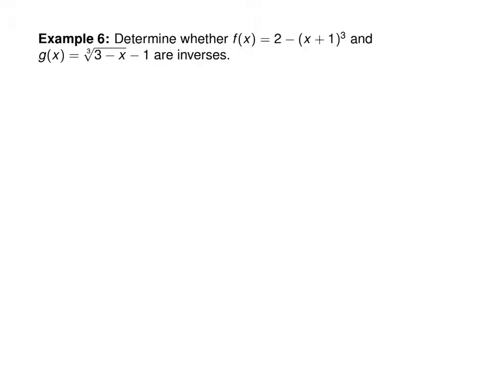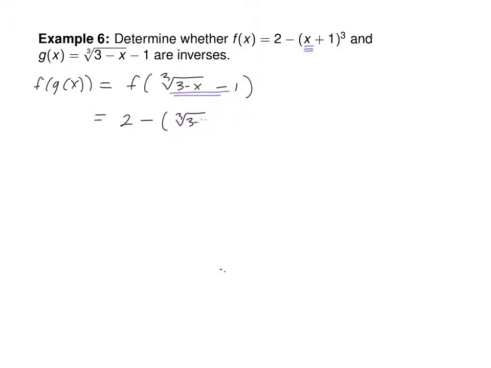Okay. Another one. So determine whether these functions are inverses. So psychologically, the first one was yes, this one's probably no, right? But let's still show why. So f of g of x, that's f of cube root of 3 minus x, minus 1. And this stuff goes in for that x of f. So that's the thing that's been input.